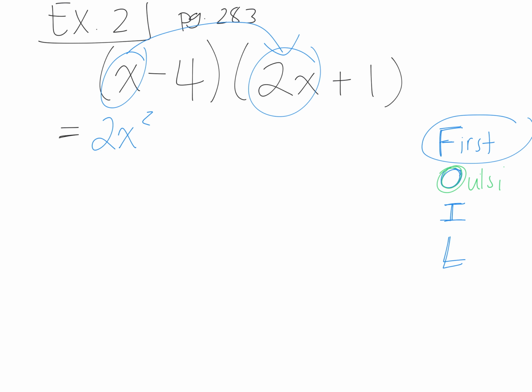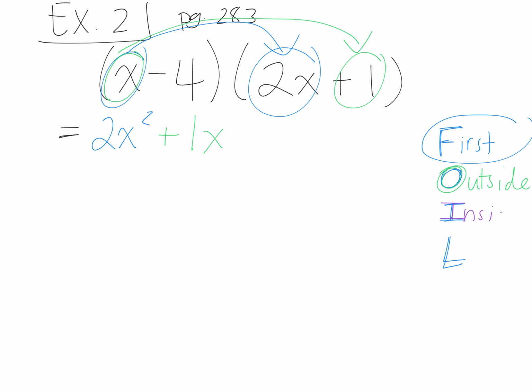Okay, so O stands for outside. So we need to look at the expression. x is on the outside of this expression and 1 is on the outside of the expression. This is just helping you remember what to multiply next. Now we're going to multiply x times positive 1. What's x times 1? Good. And it's a positive times a positive, so it's a positive 1x.